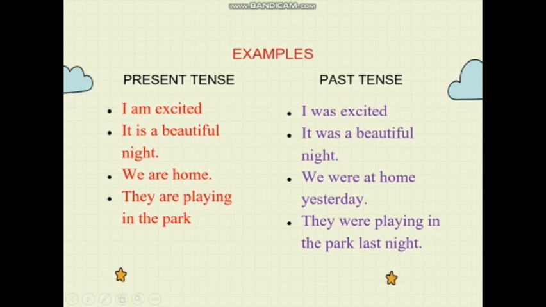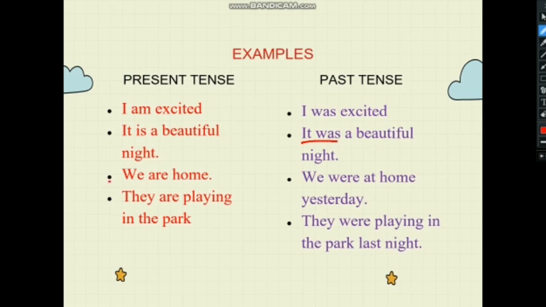Now here are some more examples for you. Now, first we are talking about the present tense and then we will talk about the past tense. अगर present tense में हम sentence बनाते हैं, the sentence is I am excited. अब इसी को अगर हम past tense में बोलना होगा तो I के साथ क्या लग गया? Was. I was excited. Now second sentence, it is a beautiful night. Now this is the sentence of the present tense. अगर इसी को अब हमको past tense में बनाना पड़ेगा तो क्या करेंगे? It was a beautiful night.